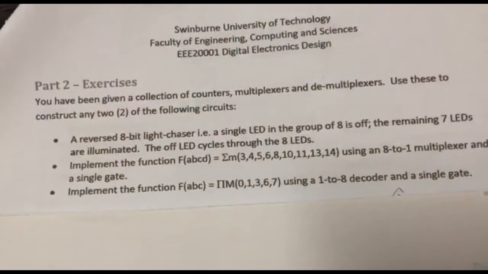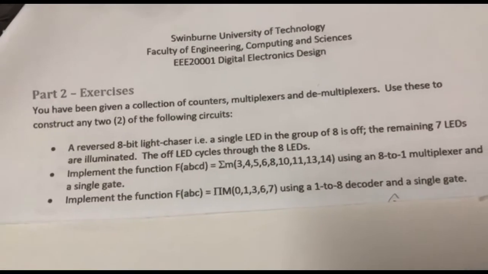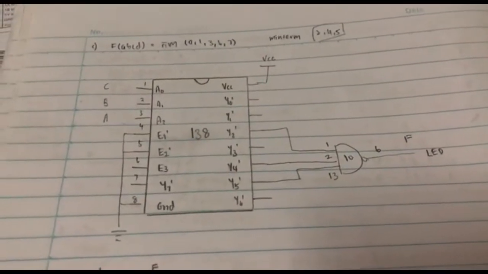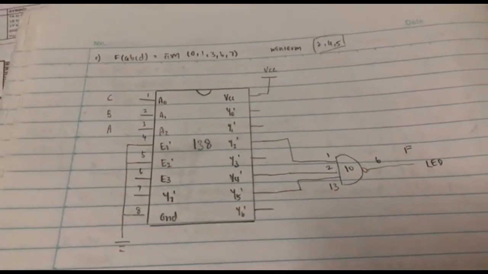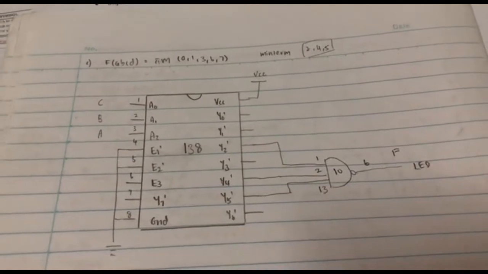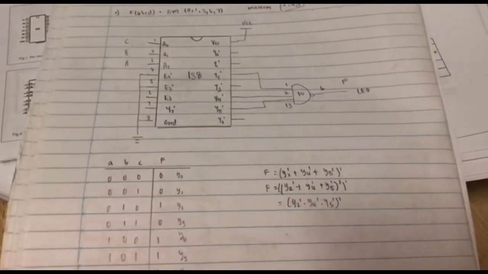For part 2C, we are required to implement the function of maxterms using a 1-to-8 decoder and a single gate. For this circuit, I will be using the 138, which is the 3-to-8 decoder, and a 3-input NAND gate. So this is how the circuit diagram looks like after deriving from the truth table.